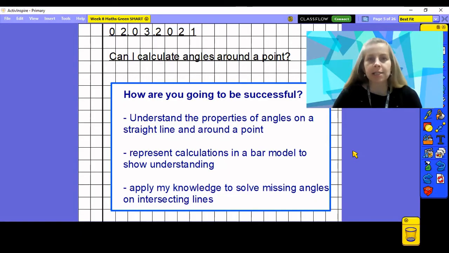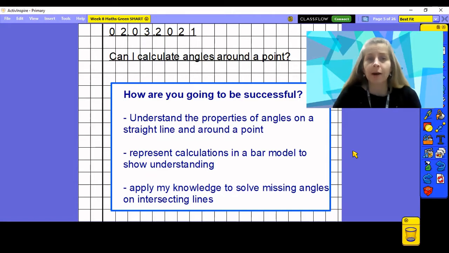Good morning, Year 6, and today is Tuesday, the 2nd of March, and we are going to be thinking about calculating angles around a point. By this point in today's learning, you will have already completed your arithmetic questions and marked them, so you should be ready to go on to the main bit of the learning that we're going to do today.